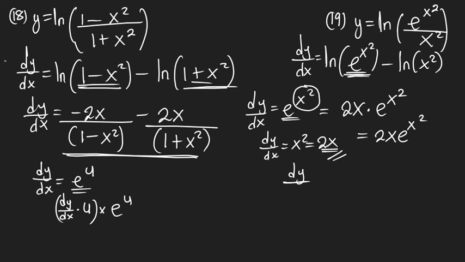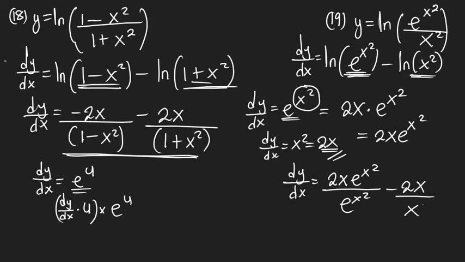So you can say dy over dx is equal to, so this is going to be 2x e to the x to the 2 all over by the original, which is e to the x to the 2, minus, and this part dy dx is going to equal to minus 2x over the original, which is x to the 2. And that is basically how you are able to solve such a question.